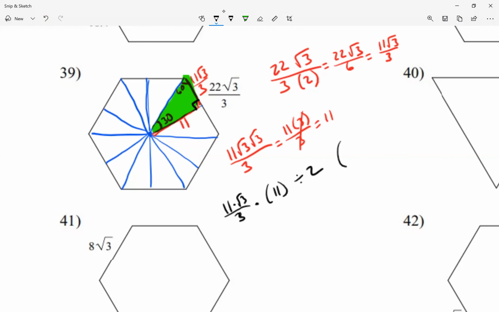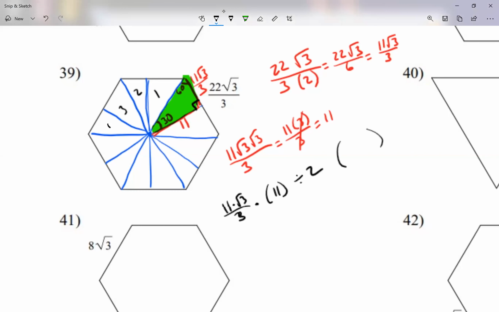However, I'm going to multiply this by something. How many little triangles do you see there total? Count them. There's 1, 2, 3, 4, 5, 6, 7, 8, 9, 10, 11, and 12. So I'm going to multiply this by 12.